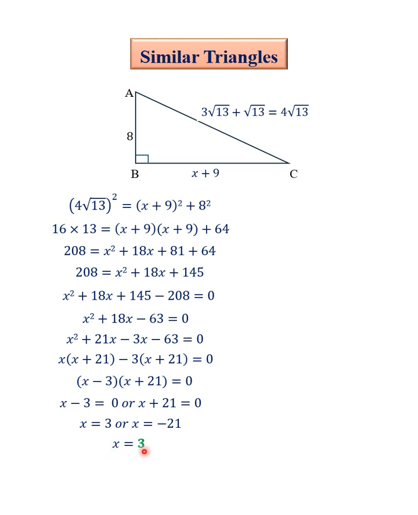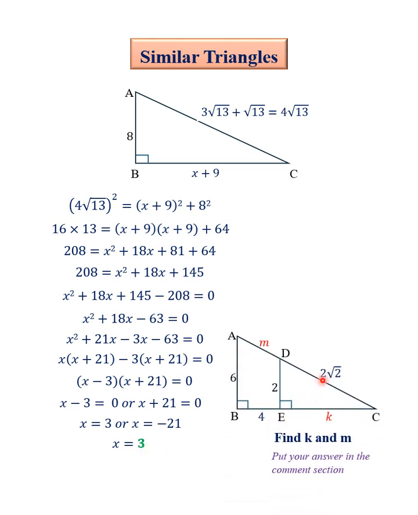Very simple, and I know you enjoyed this. Now try this question again. This is the question I gave you earlier to solve using the principle of similar triangles, but this time solve for k and m using Pythagoras theorem, and put your answer in the comment section.